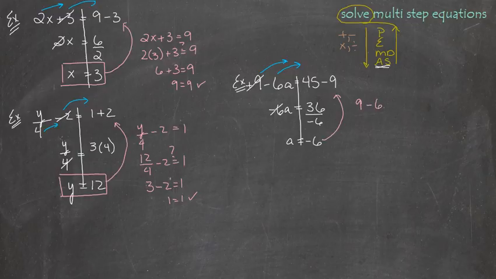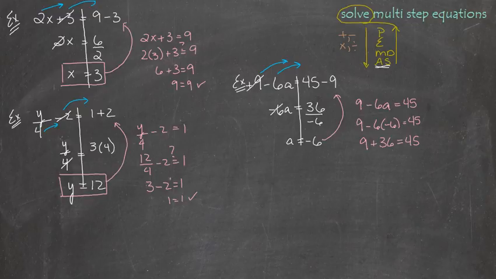9 minus 6a equals 45. I'm going to put in -6 for a. 9 minus 6 times -6 equals 45. 9 plus 36. A negative times a negative is a positive. 6 times 6 is 36, equals 45. And 36 plus 9, if I use my fingers, 36, 37, 38, 39, 40, 41, 42, 43, 44, 45.